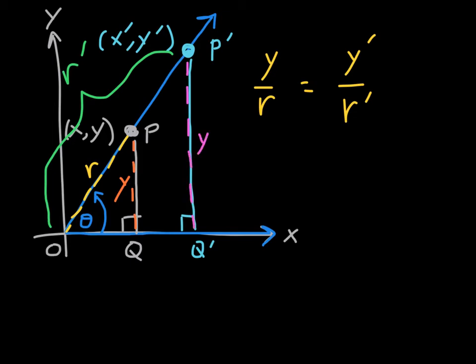This is y prime. So what we're saying then is this side is to this side what this side is to this side. Y is to r what y prime is to r prime. This vertical leg is to the hypotenuse what this vertical leg is to this hypotenuse. That's because they are similar triangles.